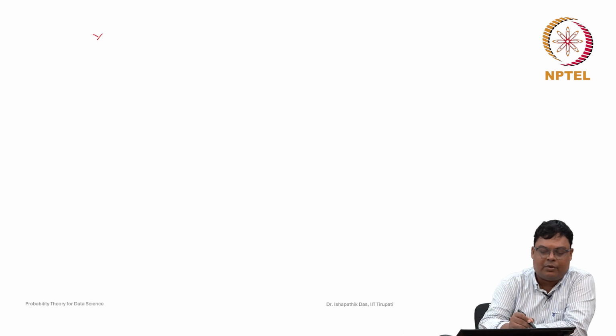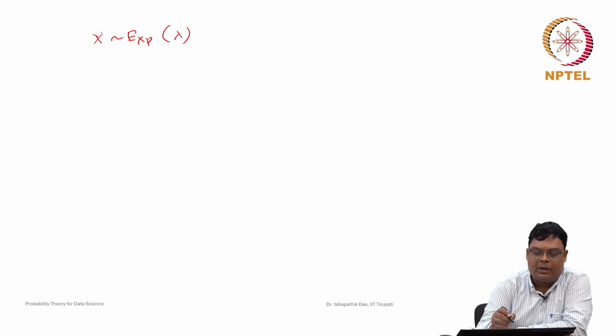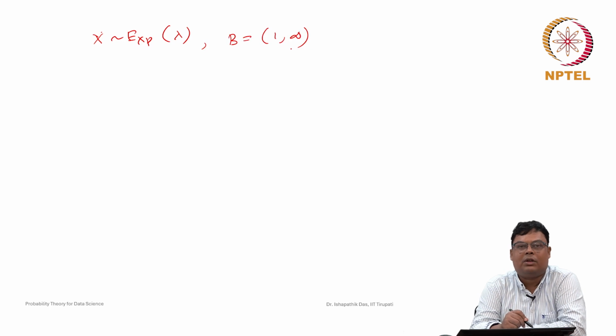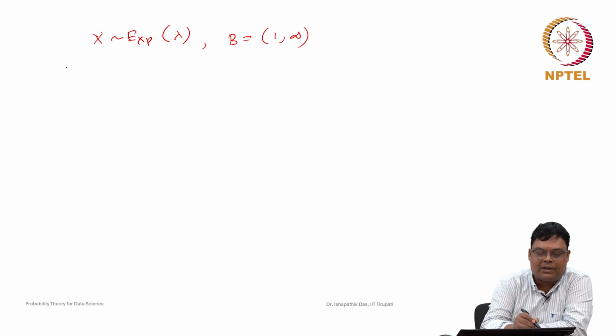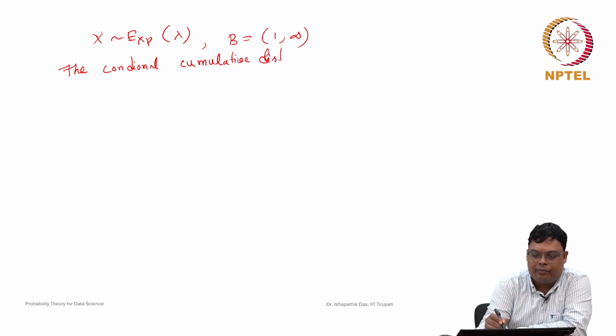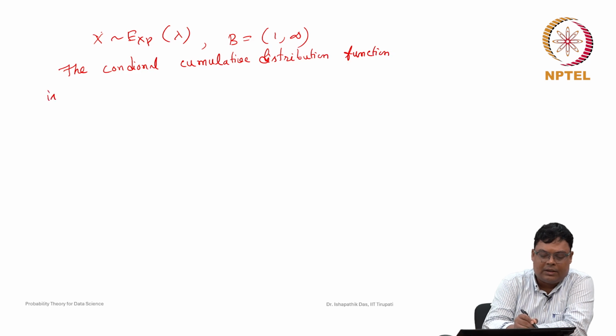X has an exponential distribution with parameter lambda, and B is given as the event that X takes values between 1 and infinity. Now, we have to find the conditional probability density function. First, the conditional CDF, the cumulative distribution function.